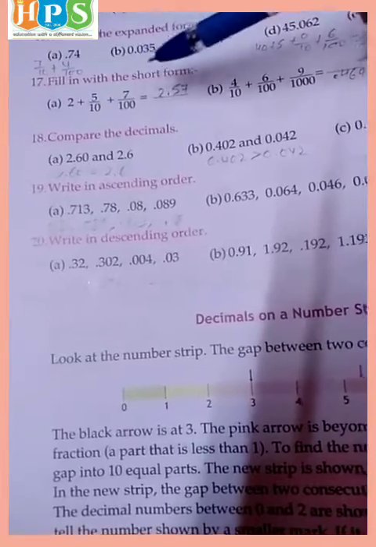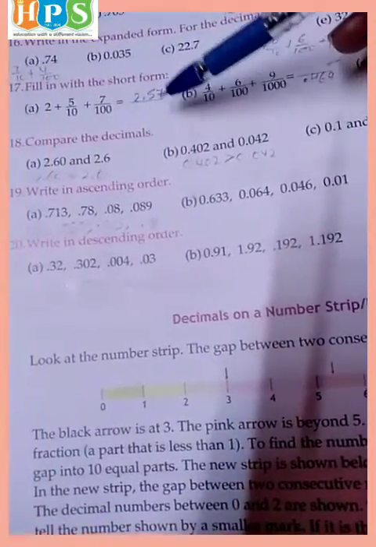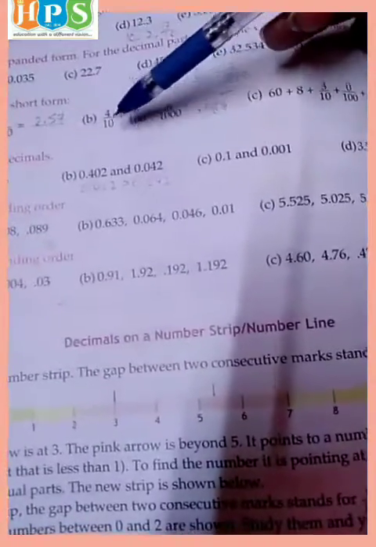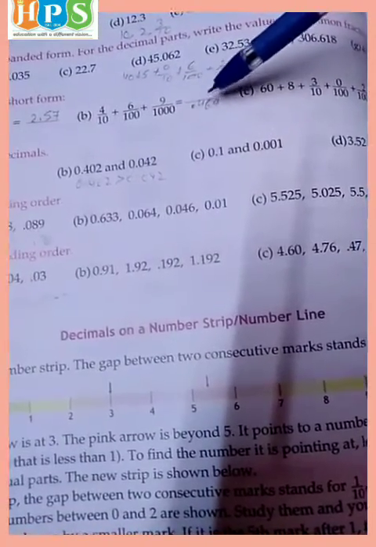Fill in with the short form. 2 plus 5 upon 10 plus 5 upon 100, 2.55. 4 upon 10 plus 6 upon 100 and 7 upon 1000, 0.467.